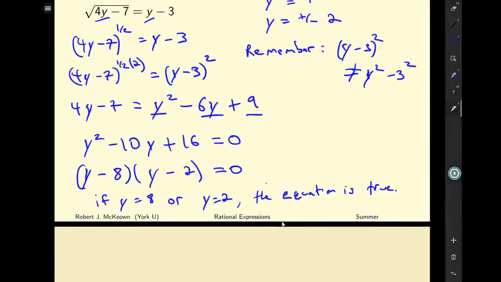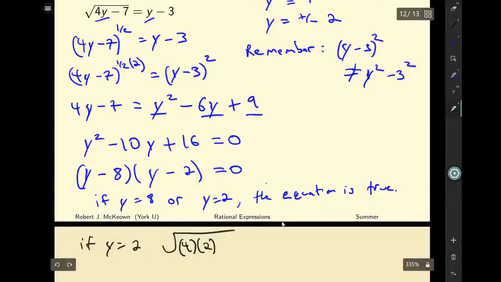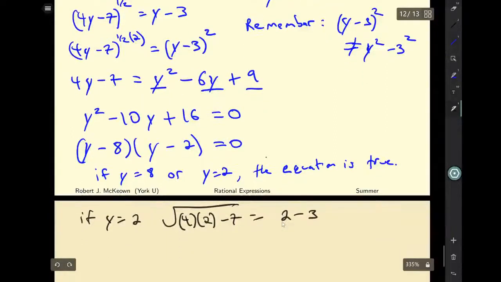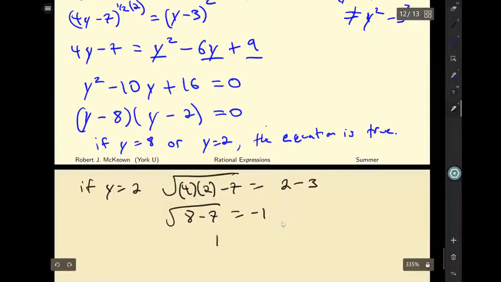Are we sure that this equation is solved when y is equal to 8 or y is equal to 2? Well, let's give it a try. If y is equal to 2, then we get 4 times 2 minus 7 is equal to 2 minus 3. And we end up with 1 is equal to negative 1, which is a contradiction. y equals 2 is not a solution.